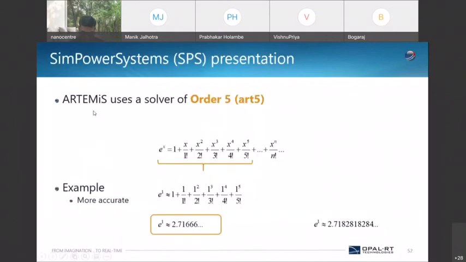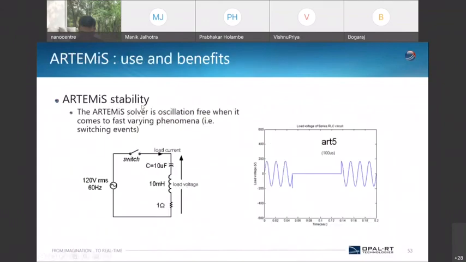Apart from this, Artemis uses a solver of order 5. So what it means is, when compared with the SPS solution, it is going to be more accurate because it is using five parameters to solve the values of the various variables. And apart from the accuracy, the Artemis solver is also very stable. As we can see, when the switch is opened and we are using the Artemis toolbox, the oscillations which were very high in the initial study are very small. So we can see how Artemis has enabled a more stable system.